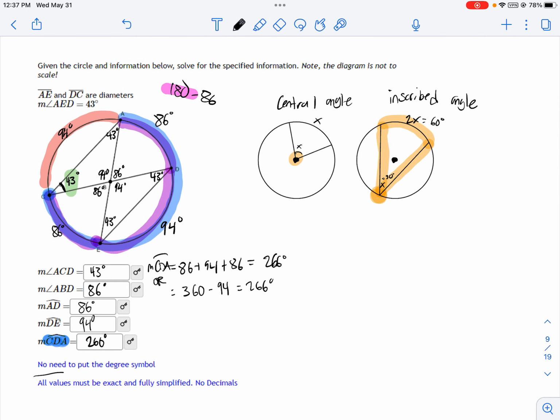Now keep in mind as you're putting this in, you don't need the degree symbol like what I have written, just the numbers will be fine on that.